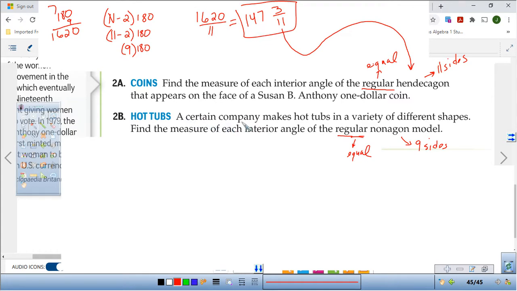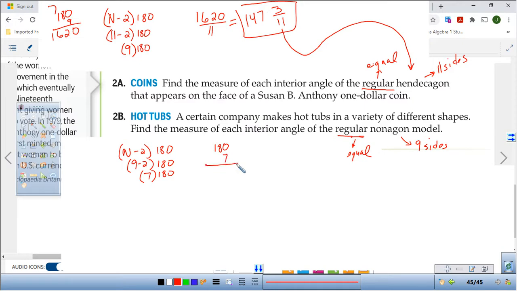Okay, a certain company makes hot tubs in a variety of different shapes. Find the measure of each interior angle of the regular nonagon model. Okay, so we're going to find each interior angle. So it's the same approach, I think. So we're going to go ahead and use the regular formula, n minus 2 times 180. So we're going to go with 9 minus 2 times 180, which gives me 7 times 180.